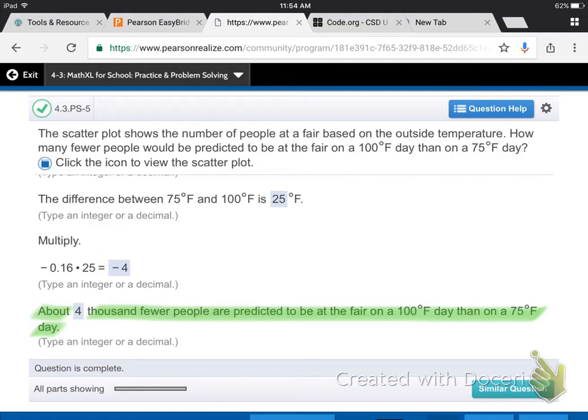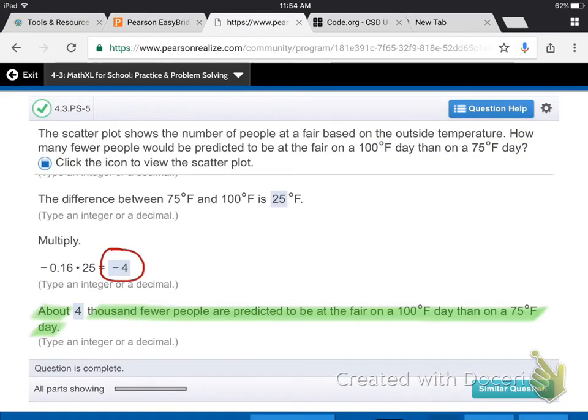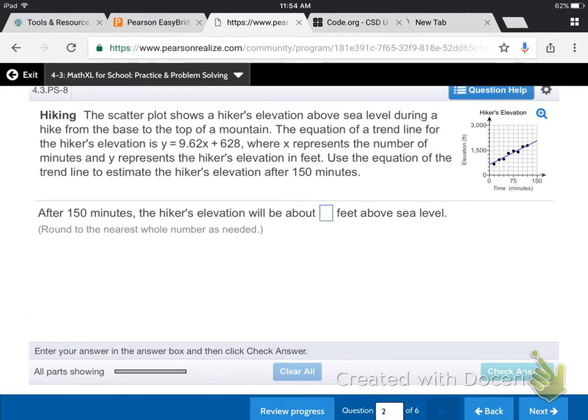We said that for a 25-degree difference, we're going to expect a -4 drop on the y-axis. And remember, the y-axis is in thousands of people. So if the answer is -4, that means 4,000 fewer people. 4,000. Good. Okay, next question.